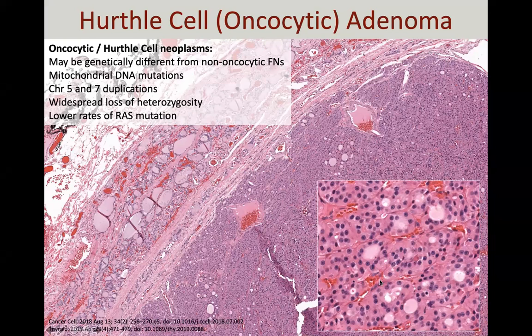It is thought recently that oncocytic neoplasms may be genetically different from non-oncocytic follicular neoplasms, i.e. follicular adenoma and Hürthle cell adenoma may have genetic differences, specifically with the Hürthle cell lesions having mitochondrial DNA mutations, some differences in other chromosomal abnormalities, very low rates of RAS mutations compared to follicular adenomas. So interesting, these are sort of sorting out to be perhaps genetically and biologically slightly different from regular adenomas.